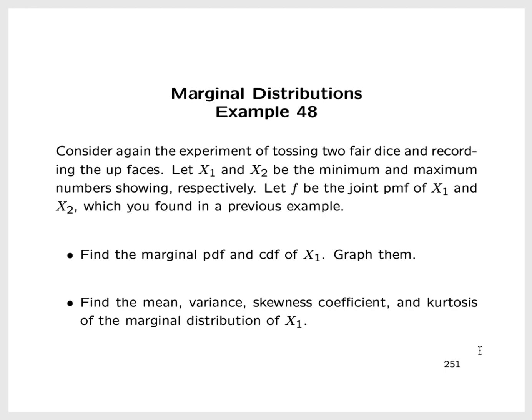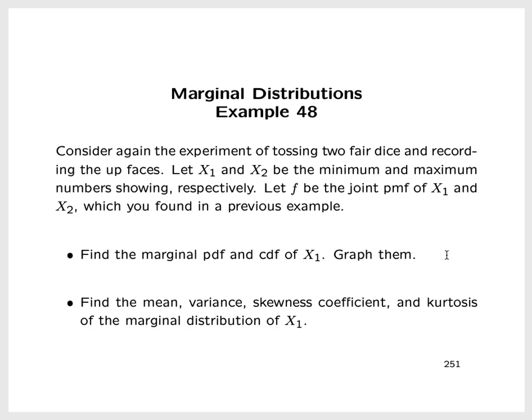So this is example 48. Consider again the experiment of tossing two fair dice and recording the up faces. Let x1 and x2 be the minimum and maximum numbers showing, respectively. Let lowercase f be the joint PMF of x1 and x2, which we have worked with and found in a previous example.